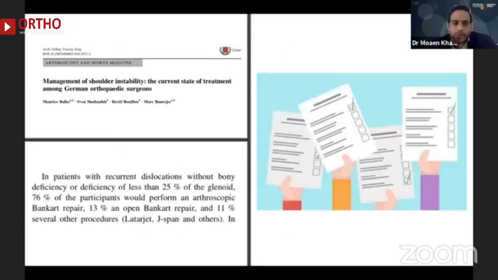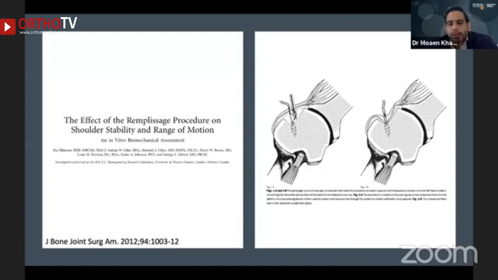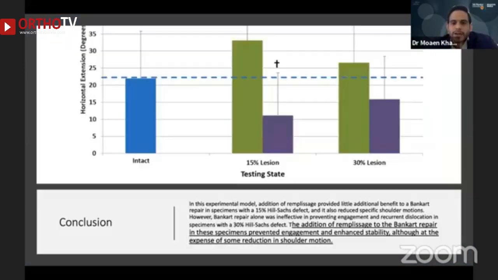Again, this is another survey of German orthopedic surgeons, and again, there is some variability with current practice patterns. Both of these procedures, whether it's Bankart repair with remplissage or lateral J procedure, have some biomechanical basis to them. This is a study by Dr. Athwal out of University of Western Ontario in London, where he looked at the remplissage procedure, and really the addition of the remplissage procedure improves shoulder stability throughout its range of motion, but you may lose some external rotation. And we'll talk about ways later on how to minimize that potential of the remplissage.